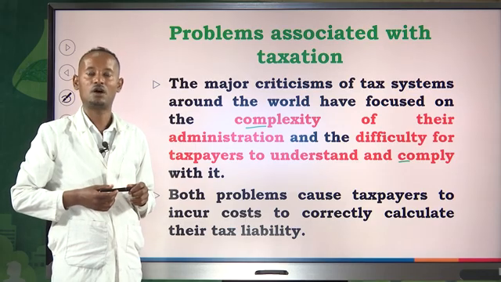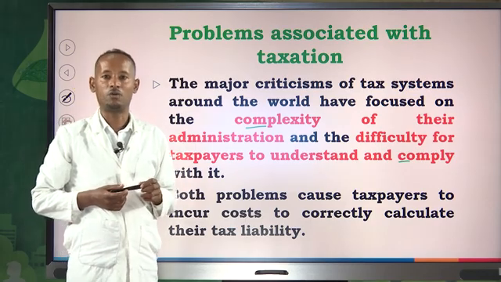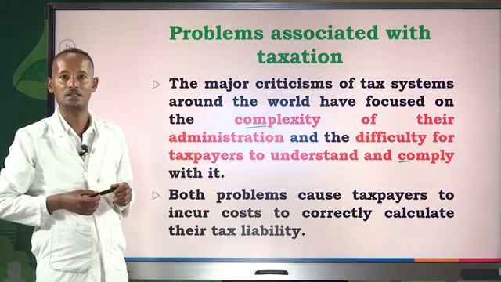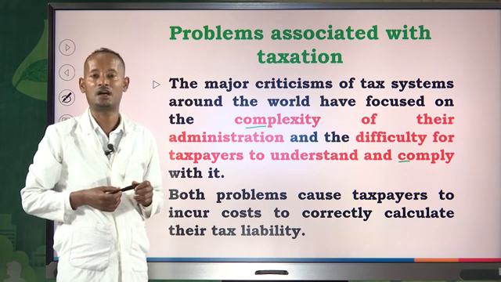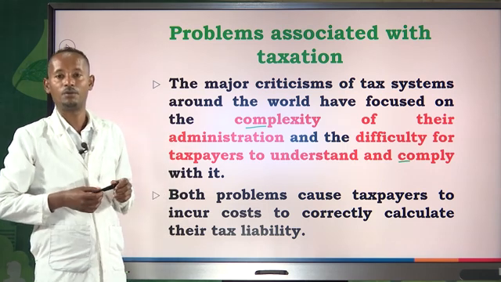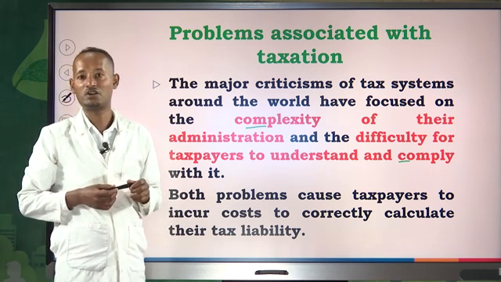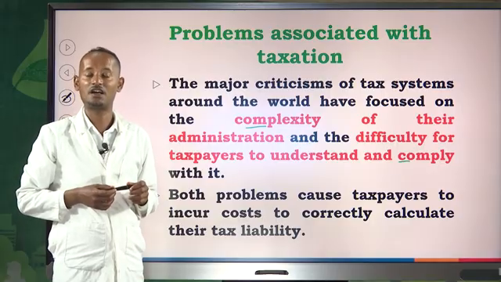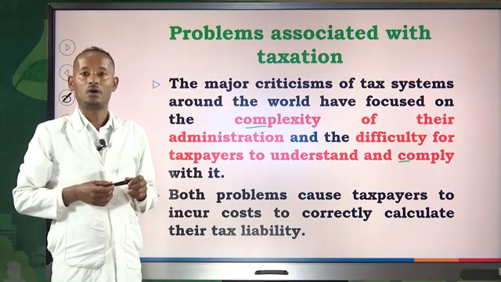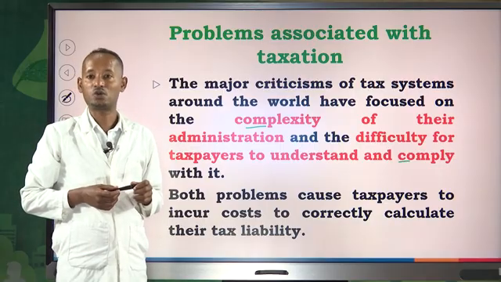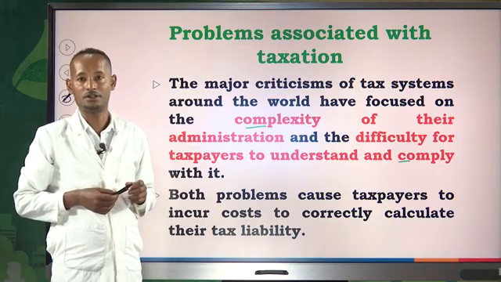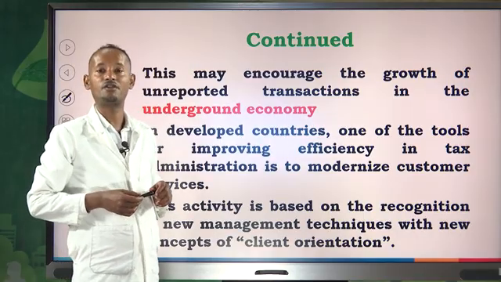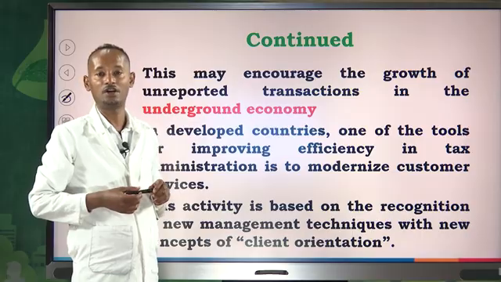And the difficulty of understanding the tax laws is what economists refer to as tax non-compliance, and this is the other problem associated with taxation. Both problems, the complexity of the administration of taxes and the difficulty of taxpayers to understand and comply, cause taxpayers to incur costs to correctly calculate their tax liability. This may encourage the growth of unreported transactions in the underground economy.